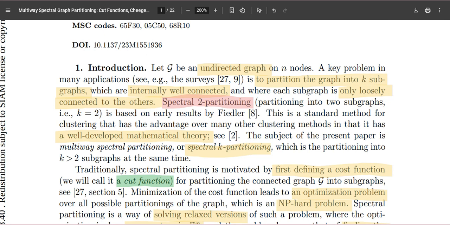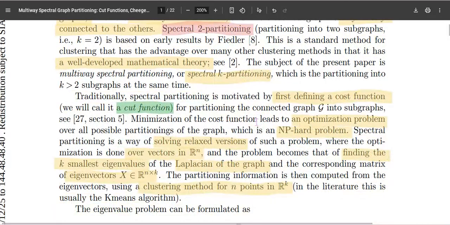We all know that spectral two-partitioning, based on the work done by Fiedler, is a well established mathematical theory. So here we extend this well established theory to spectral k-partitioning, where k is greater than 2. So let us consider these kinds of details.